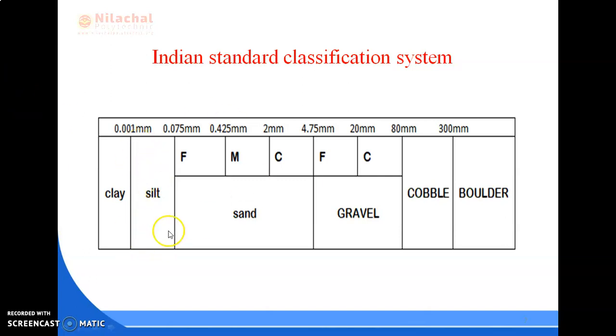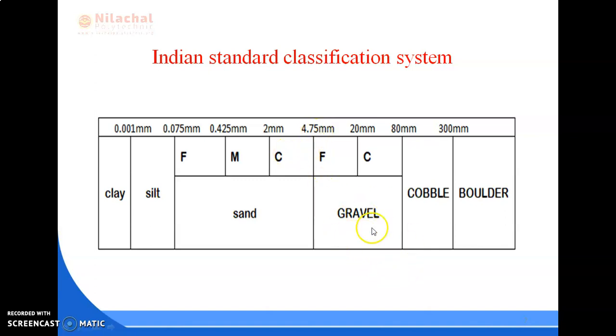shown here. Next is sand. Again the sand is divided into 3 types: fine, medium and coarse sand. So each has a size range. The fine is 0.075 mm, it is between this and 0.425 mm. Again medium is between 0.425 mm and 2 mm. Again coarse, this is the coarse, 2 mm. Again it is less than 4.75 mm.